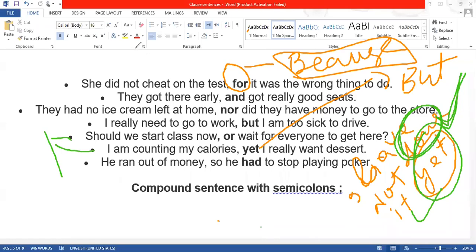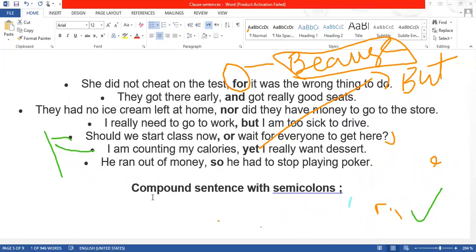Now, another one, the last one, so. Now, so is again a coordinating conjunction, like he ran out of money, so he had to stop playing poker. So this you already know. I will not go and explain it.